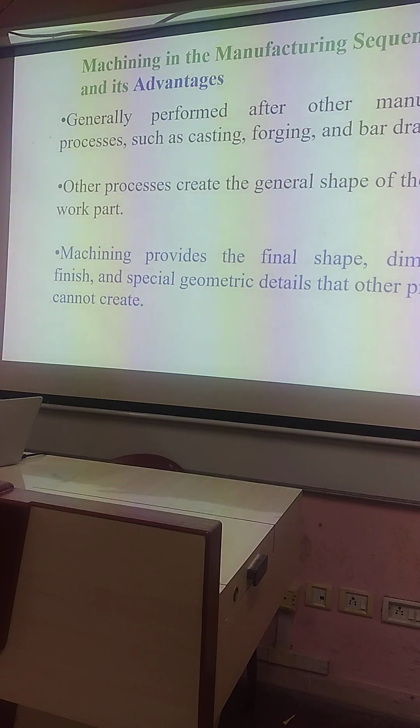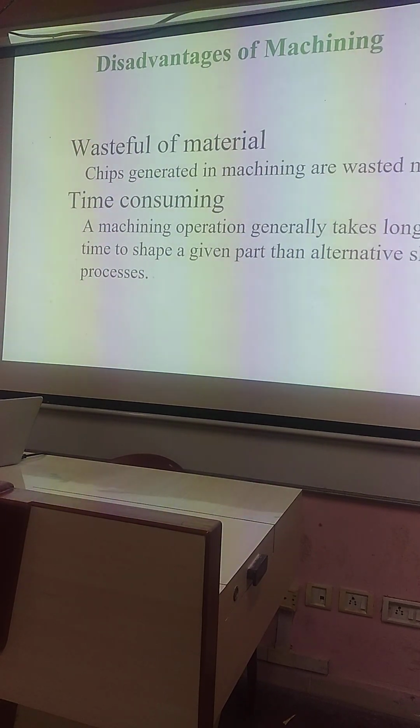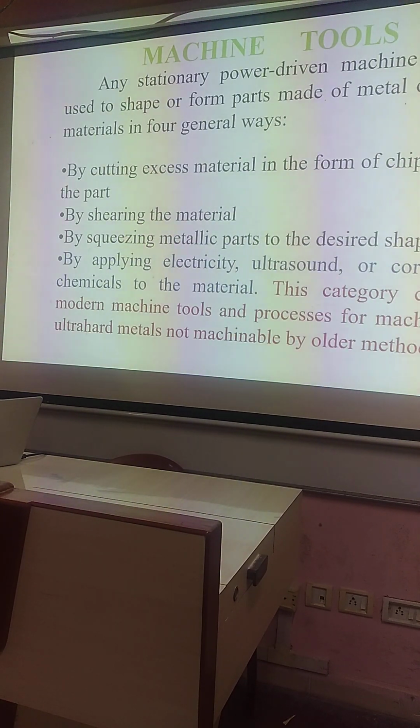What are the advantages of machining? It is generally performed after other manufacturing processes such as casting, forging, and bar drawing. Other processes create the general shape of the starting work part. Machining provides the final shape, dimension, finish, and special geometrical details that other processes cannot create. Disadvantages of machining: wasteful of material in the form of chips. Time consuming. A machining operation generally takes longer to shape a given part than alternative shaping processes.